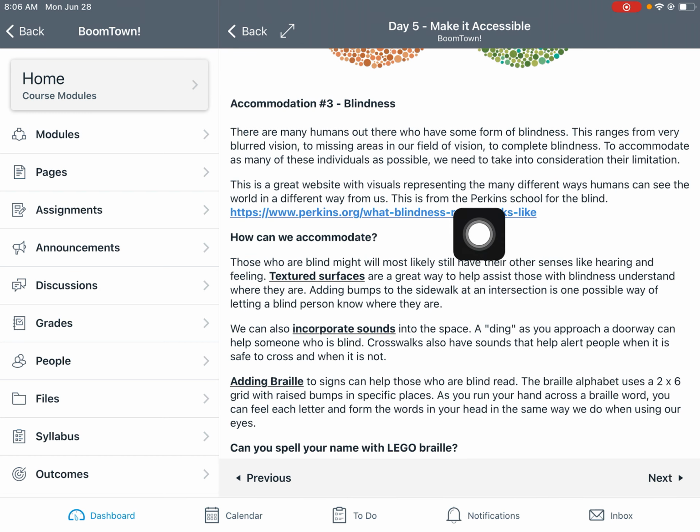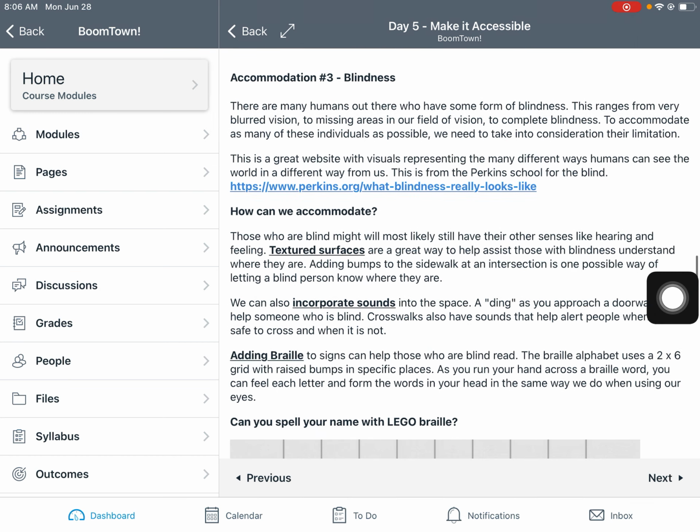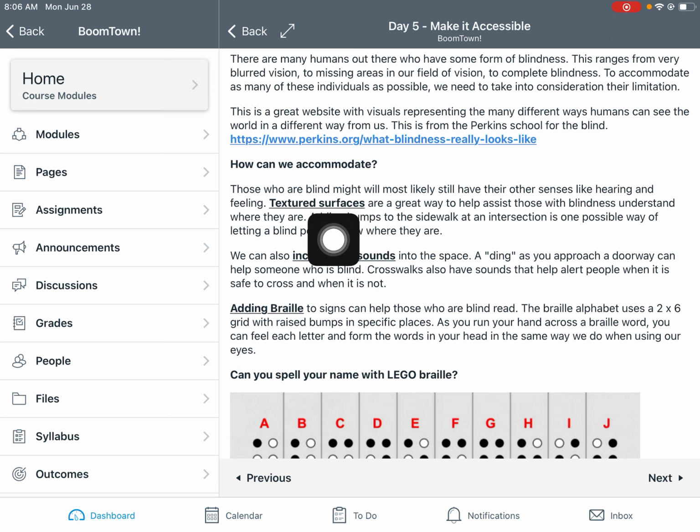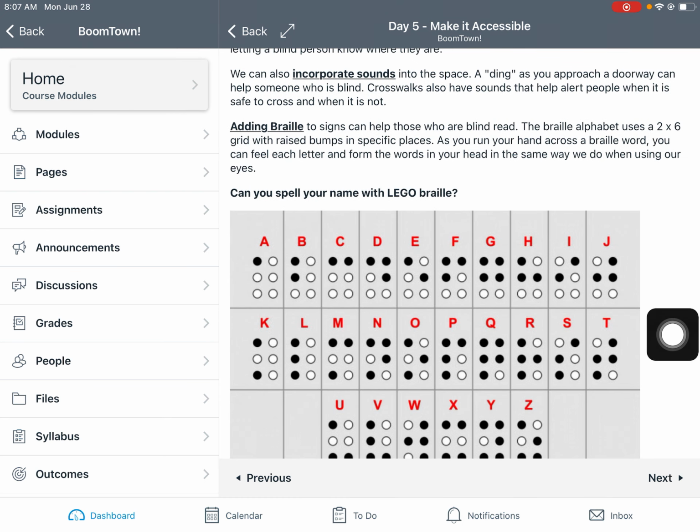And this is from the Perkins School for the Blind. And so accommodating these people, we need textured surfaces, maybe even incorporating sounds for them. If you've ever been to a crosswalk and you push the button, you'll know it says wait, or it starts beeping when it's time to cross.